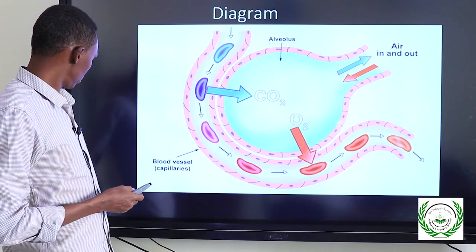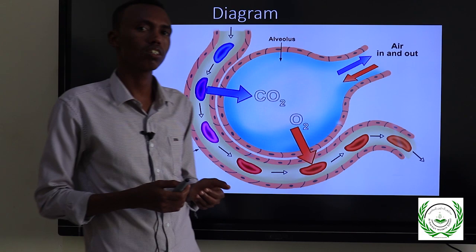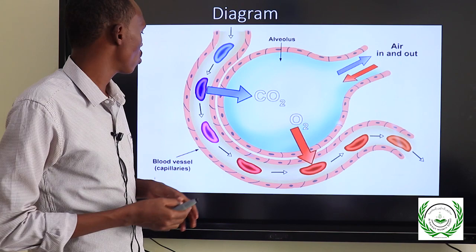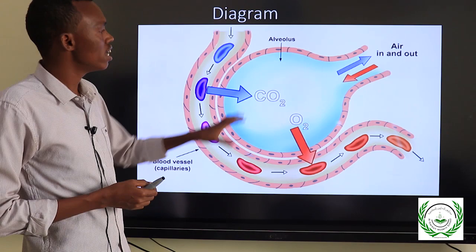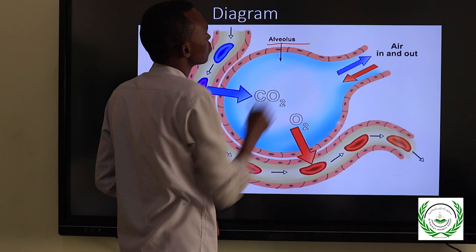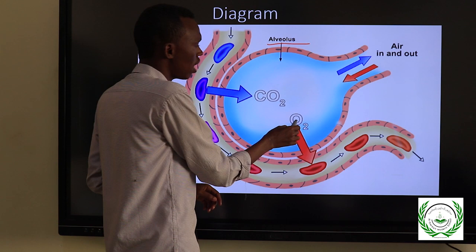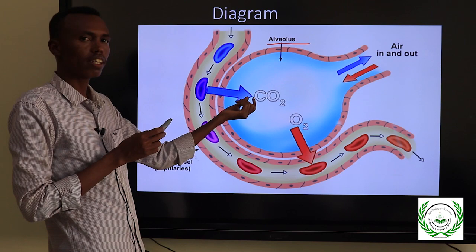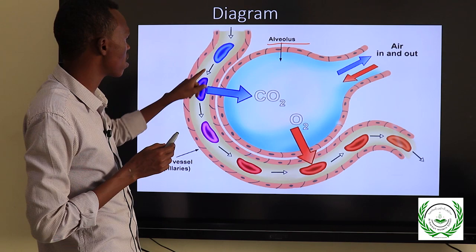Let's see, for example, this diagram or this picture. So this picture illustrates the gaseous exchange in alveoli. Okay, so this is, for example, the blood vessel. This is the capillary. Okay, inside the alveoli we have oxygen. This is alveolus, meaning singular. Okay, inside the alveoli we have carbon dioxide and oxygen. Okay. So this arrow illustrates where the carbon dioxide is coming from. So this is a blood vessel without oxygen.